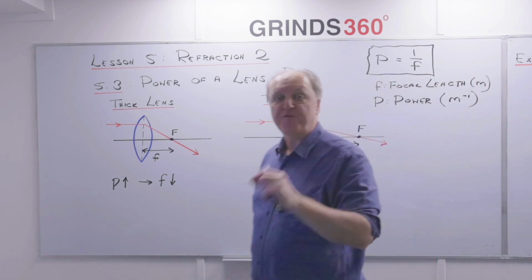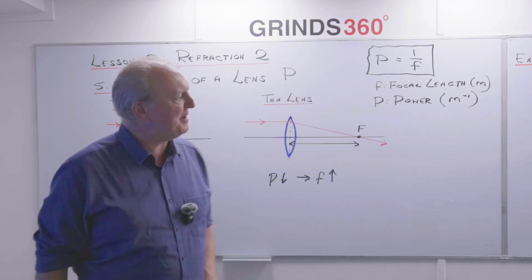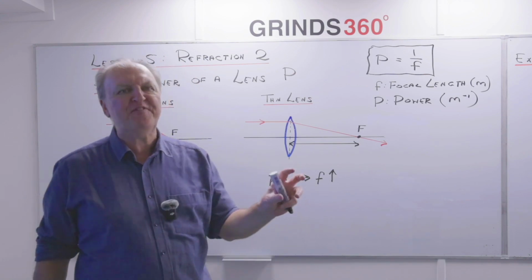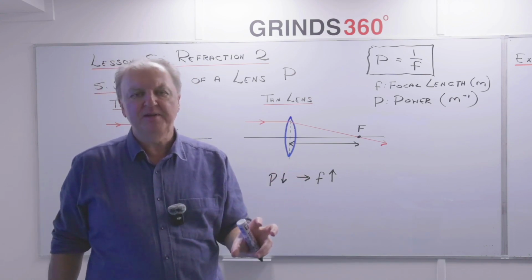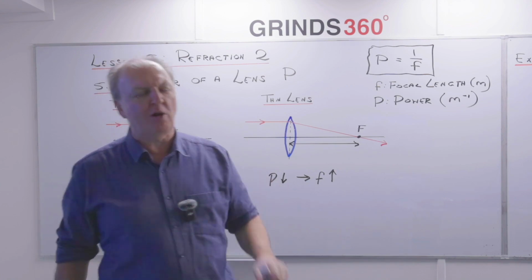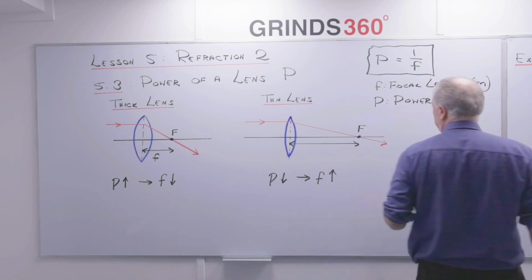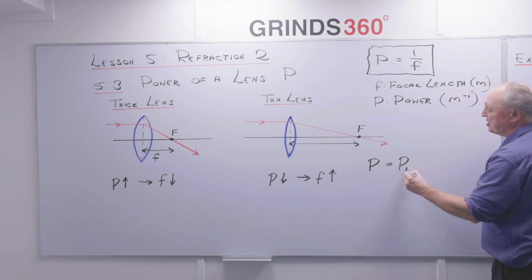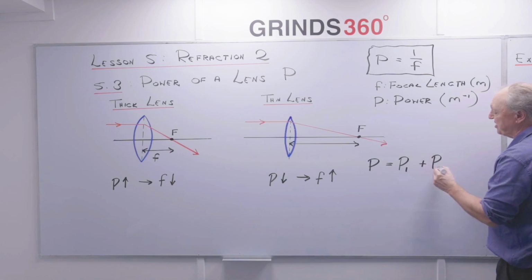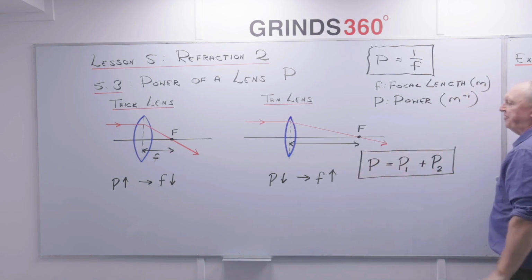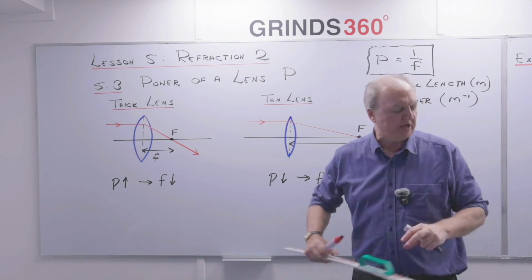Now, that's one formula we're going to use. And then one more formula we're going to use is when you put different lenses together, you add the individual powers to get the overall power. So the power of two lenses together is the power of the first lens plus the power of the second lens. You can simply add the powers together. So they're the two formulae I'm going to be using.